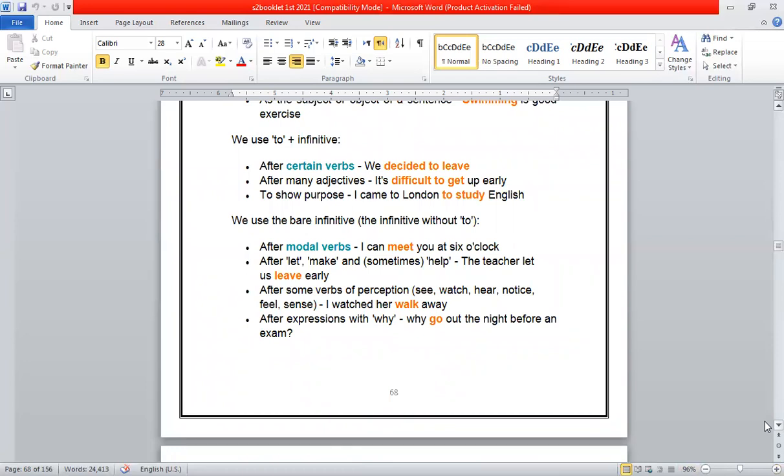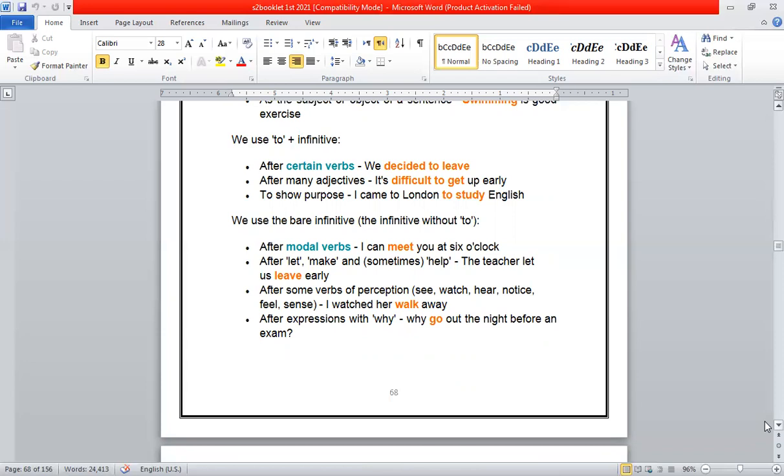Note, without to. After modal verbs, I can. So we have modal verbs can, could, shall, should, will, and so on. We use bare infinitive after them. I don't say I can to meet you. No, I say I can meet you. So after modal verbs. After let, the example I mentioned before, and make, and sometimes help. Let, make, and sometimes help are followed by bare infinitive.